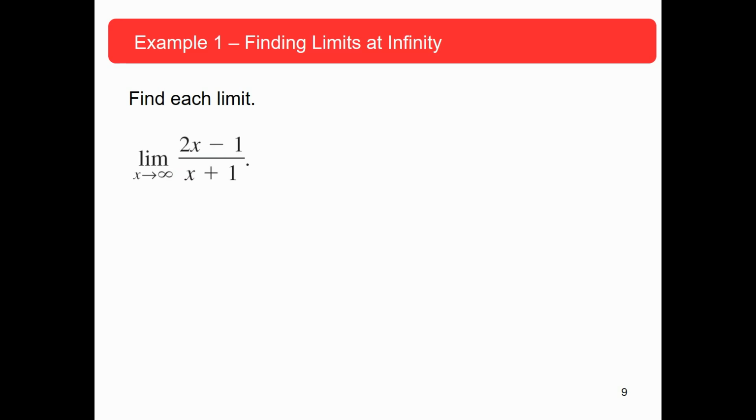What about the limit as x approaches infinity of 2x minus 1 over x plus 1? Here, because they have the same power, we just look at the ratio of the leading coefficients. We get 2 over 1, which is just 2.